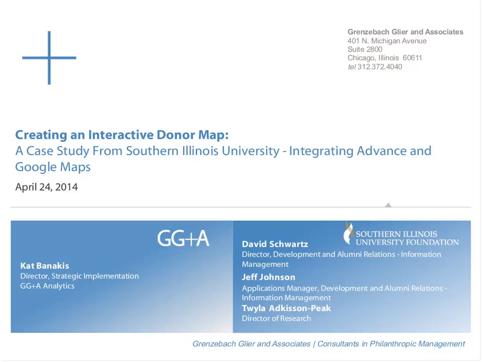David Schwartz is a 3-degree alum of Southern Illinois University, where he has worked as Director of Development Information Management since 1997. He leads a group of programmers and technicians who are dedicated to supporting the alumni relations and development needs of the SIU Alumni Association and the SIU Foundation.